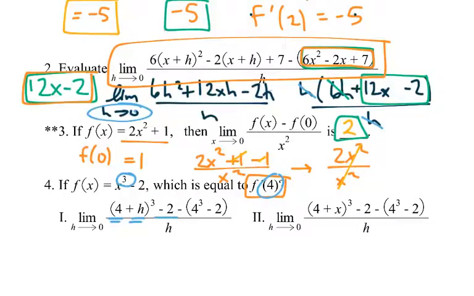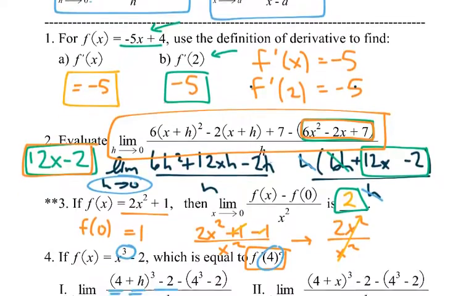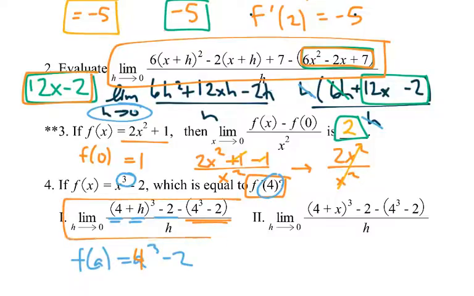So that structure looks good. This is f of a plus h minus f of a. So f of a in this case would be a cubed minus 2, and that's, in this case, 4 cubed minus 2, which is what we see here. So this one is looking a lot like the structure f of a plus h minus f of a over h, except that there's a 4 in for a. And that makes sense because we're looking for f prime of 4.